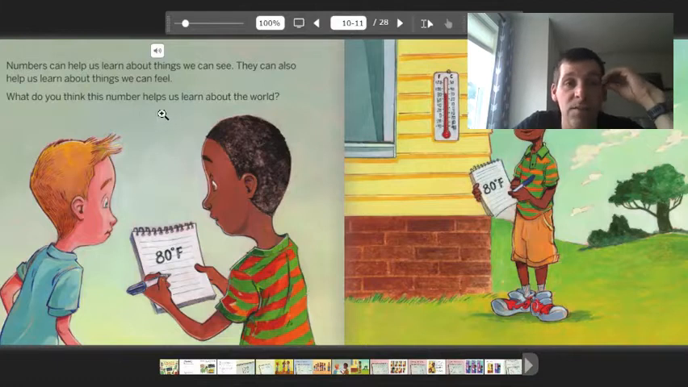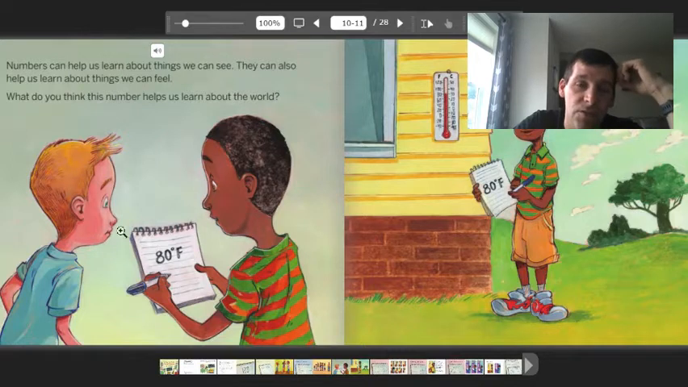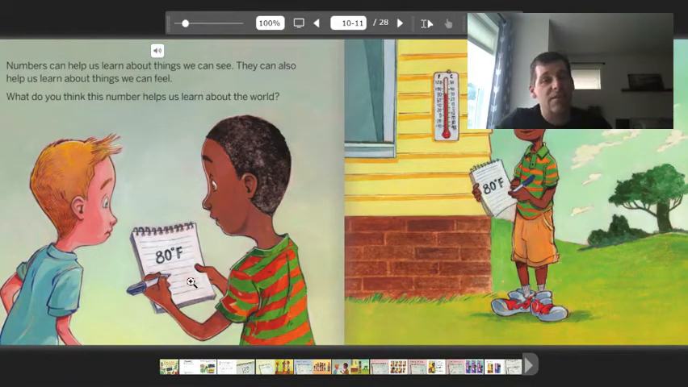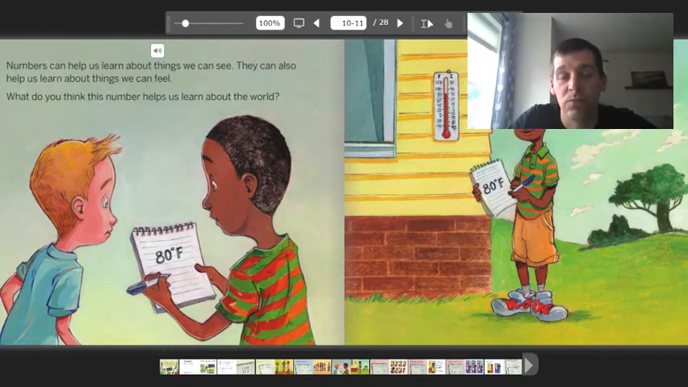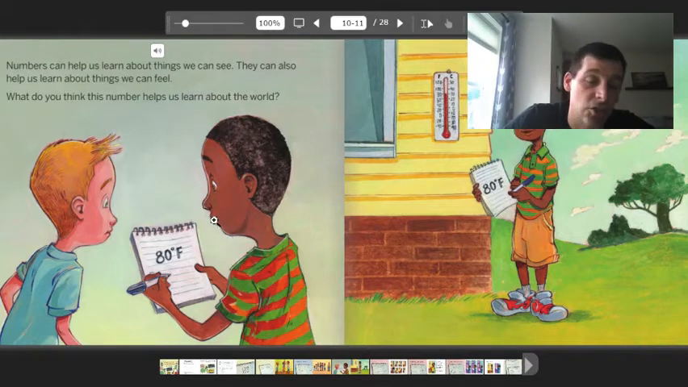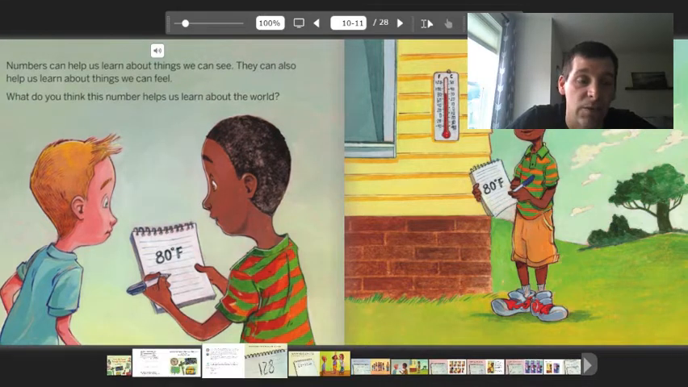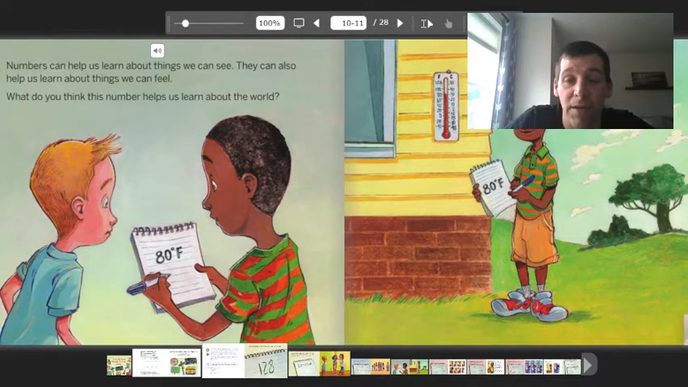Numbers can help us learn about things we can see. They can also help us learn about things we can feel. What do you think this number helps us learn about the world? So if you see this right here, this 80F, what does that mean to you? How would that help you learn about the world? For me, I might think to myself, 80 degrees. When I see that, I go, that's pretty hot. So I'm probably going to want to wear shorts or maybe a t-shirt, something like that. Kind of like this gentleman is over here, right? So 80 degrees, the degrees F, the unit that's there, helps me know quite a bit about what's happening.